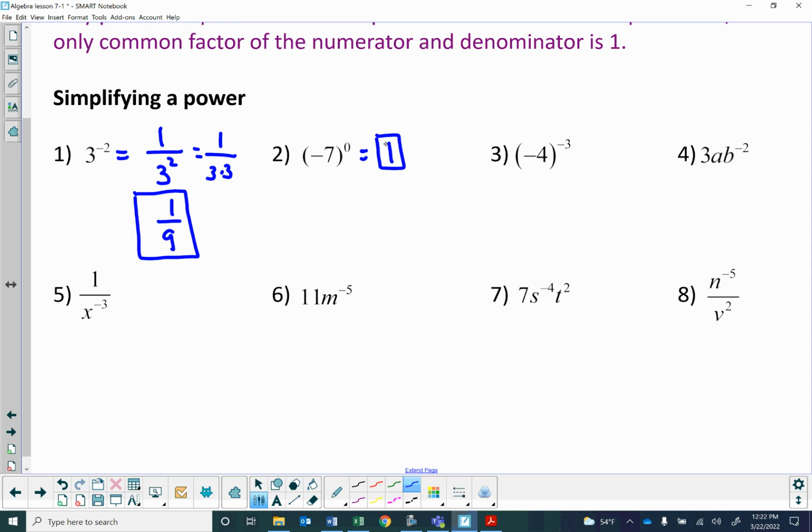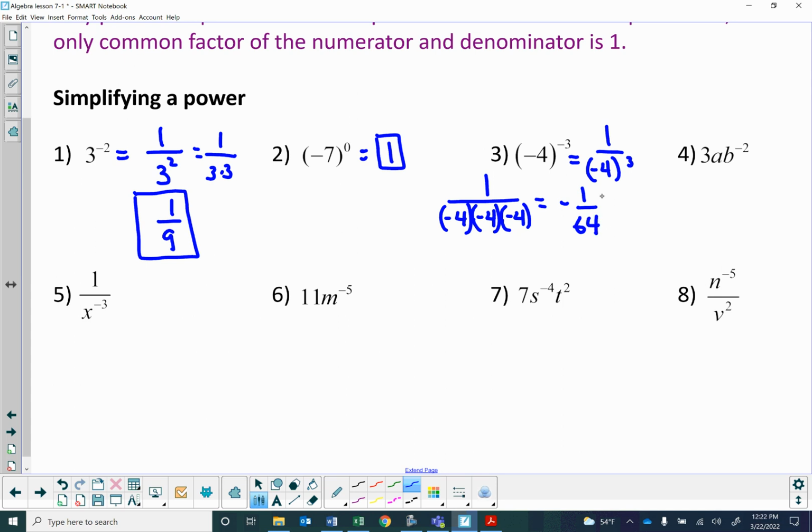Number 3 here says -4 to the -3rd. That means this is saying 1 over -4 to the 3rd power, which is 1 over -4 times -4 times -4, sometimes better put with parentheses than with the little multiplication symbol. 4 times 4 is 16, and 16 times 4 is 64, so this is -1 over 64.